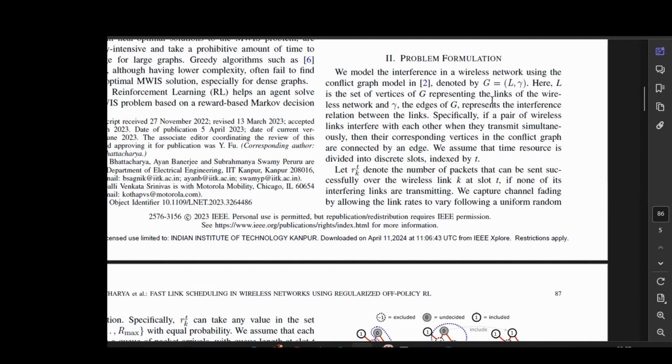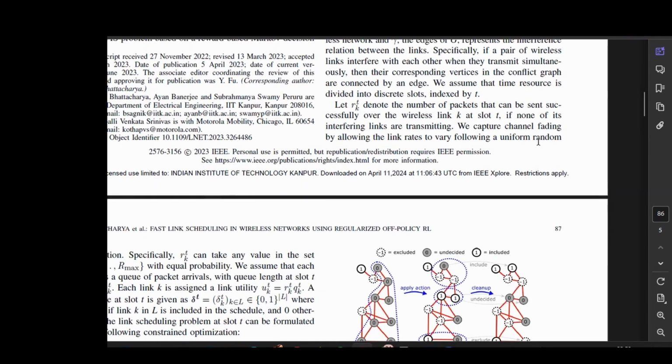Here, L is the set of vertices of the graph, representing the links of the wireless network, and Γ are the edges of the graph, which represent the interference relations between the links. An edge between two vertices indicates that their corresponding links interfere when transmitting simultaneously. The time is divided into discrete slots indexed by t, where each slot allows specific link activities without interference.